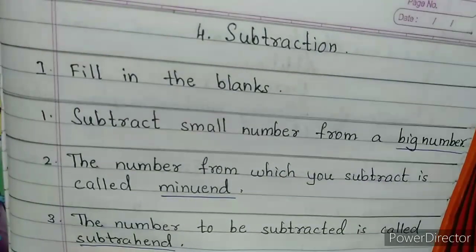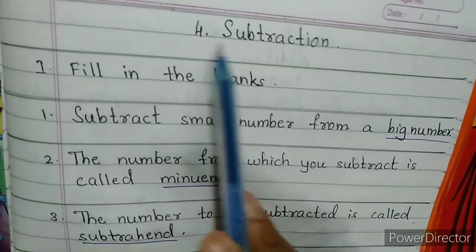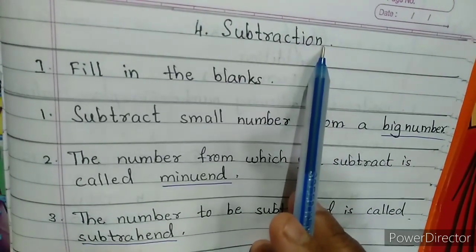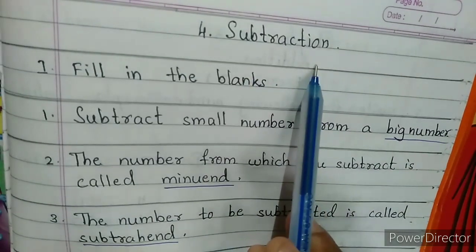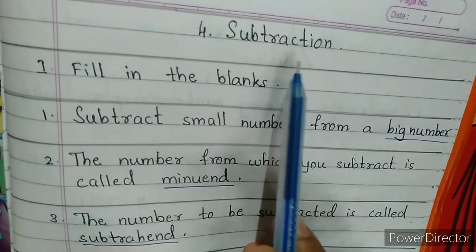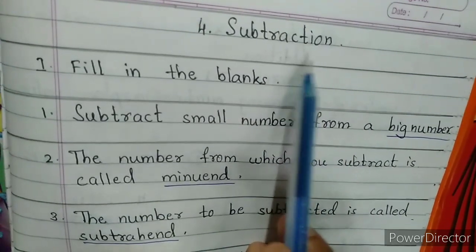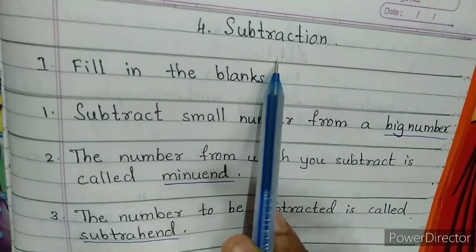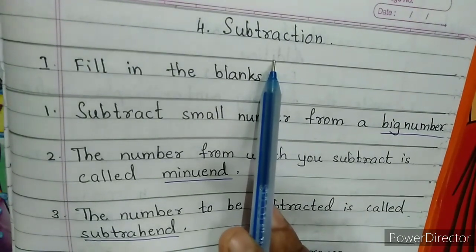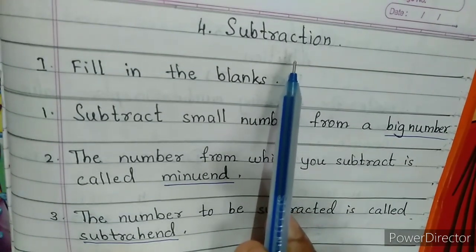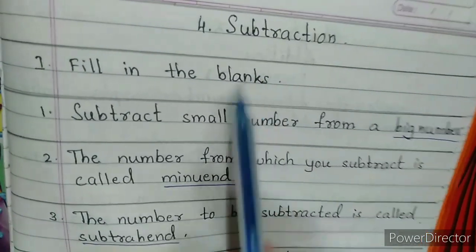Today I'm going to start a fourth chapter, that is subtraction. Children, what is the meaning of subtraction? Subtraction means taking away. For example, if there are 5 mangoes and I ask you to eat 2 mangoes, how many mangoes will remain? Out of 5, if I eat 2, how many will remain? 3. So this is called subtraction.